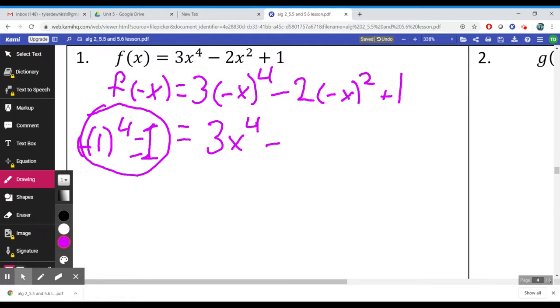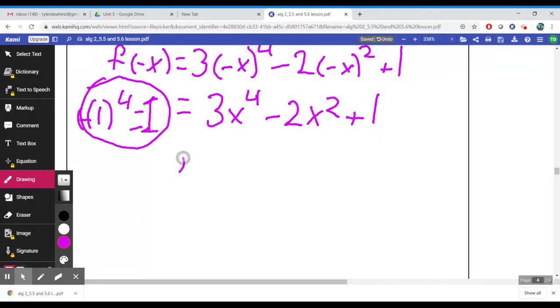Same thing when we look at negative x squared. We know that negative x times negative x, we've got 2 negative ones in there. When we multiply those together, we end up with a positive again. So this will just be equal to 2x squared. And then the 1 we don't even have to do any simplification on. That part is just going to carry through.